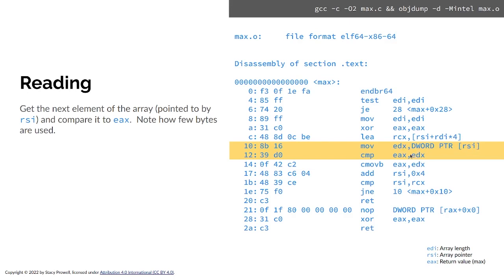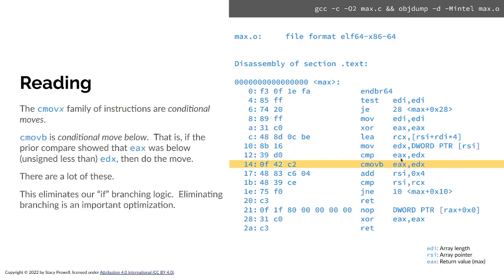I compare that to the maximum, and then I do this thing, this CMOVB. What is that? That is a conditional move. There's a whole family of those, and CMOVB is conditional move below. So if our current maximum is below the thing we got from the array, then we want to make our maximum into the thing we got from the array. So we do this move of EDX into EAX, but only when EAX was below EDX.